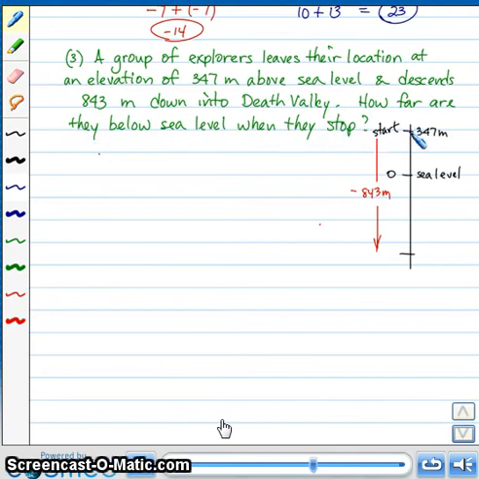Okay, so their starting point is here, 347 meters above sea level, and from there they descend down 843 meters, and I want to know at what height they are now. Okay, so see if you can write down a mathematical expression.